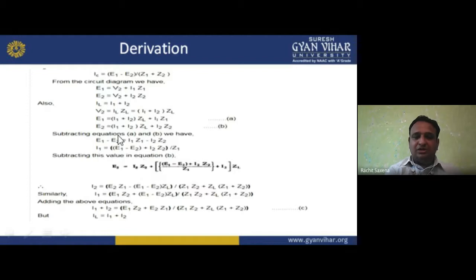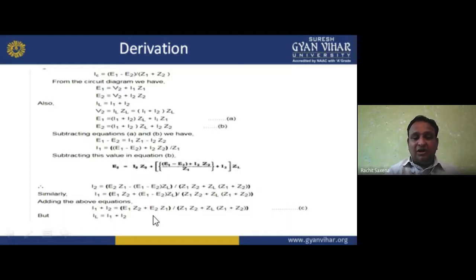So the same equation here, but now it changes from here. I2 is equal to E2 Z1 minus E1 E2 ZL upon Z1 Z2 plus ZL Z1 plus Z2. For I1 I am getting again the same value which I got here. Now adding the above equations, E1 plus E2, that is the load current, so we have E1 Z1 plus E2 Z1 upon Z1 Z2 plus ZL Z1 plus Z2. That is equation number C.